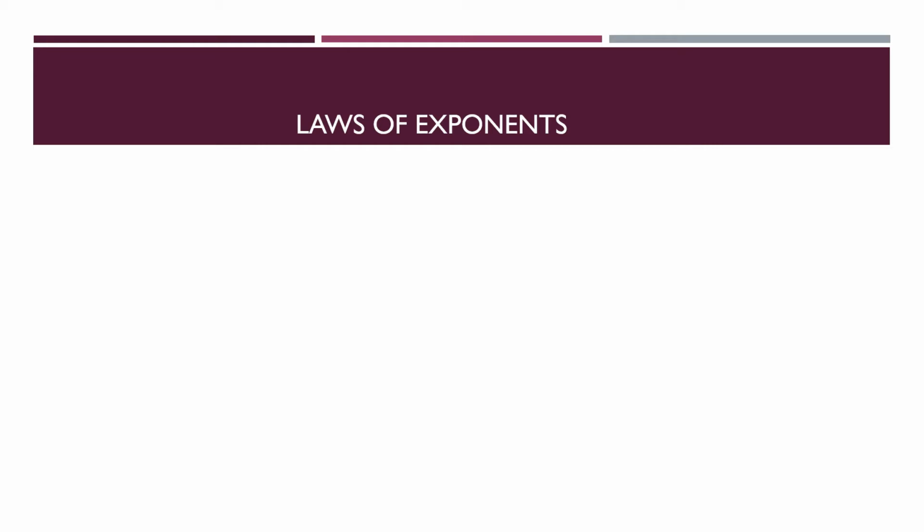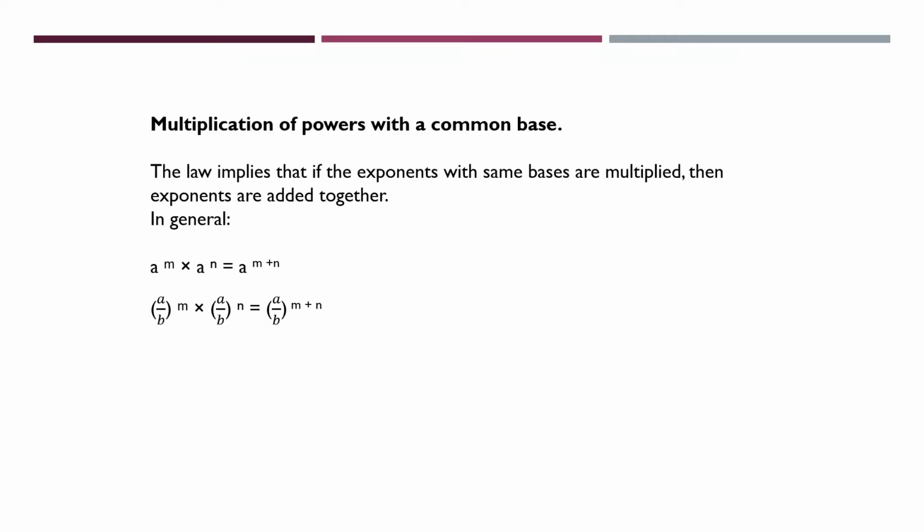Laws of exponents. Multiplication of powers with a common base. If the exponents with common base are multiplied, then exponents are added together. a^m × a^n = a^(m+n).